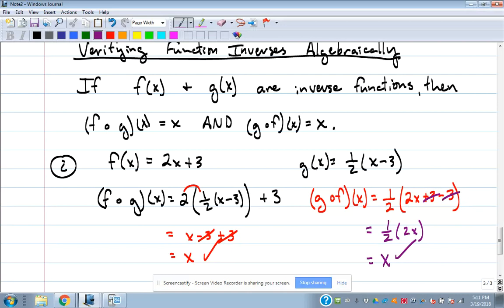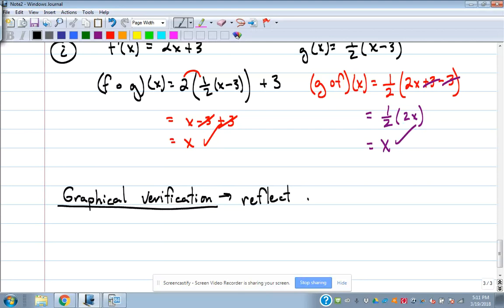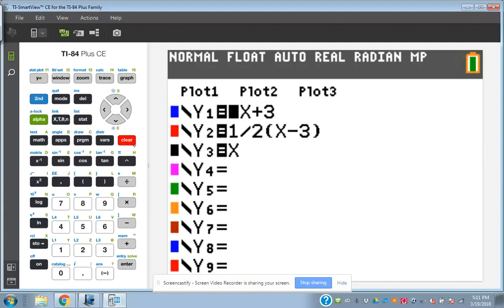There is also a graphical verification. I'll show you that real quick. Graphical verification is a reflection across y equals x. So I'm going to graph these two on my graphing calculator. Y1 is 2x plus 3, y2 is 1/2 (x minus 3). The third equation there is the y equals x line. That's the one they're supposed to reflect across. If they're inverses, they'll reflect across that.